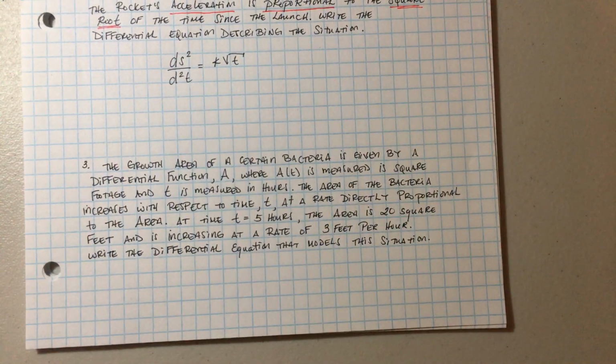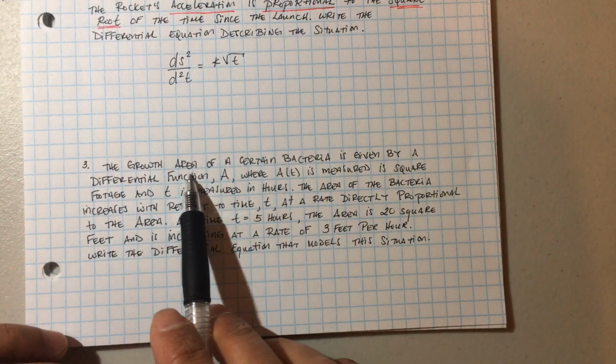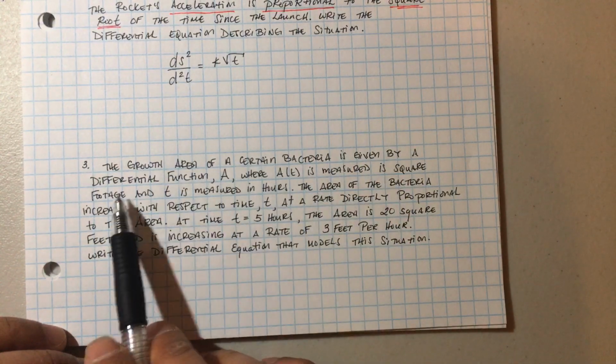Next one. This one is a bit more in depth. It says the growth rate of a certain bacteria is given by a differential equation.